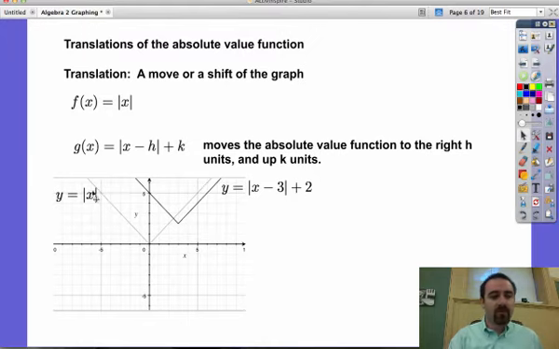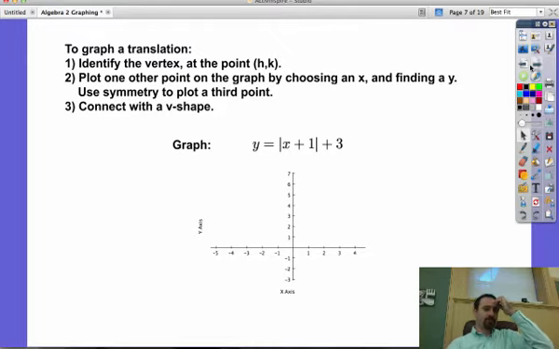So here's my function. My original is absolute value of x. My new one, x minus 3, moves the absolute value function to the right 3 units, and plus 2 moves it up 2 units. So here's the picture. In order to graph these things, we're going to identify the vertex. That's going to be at the point (h, k). We're going to plot one other point on the graph by choosing a value for x, finding a y, and then using symmetry to plot a third point. And then the third thing we'll do is connect with a V shape.